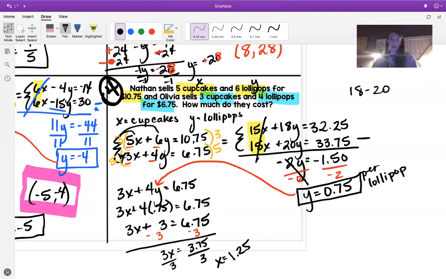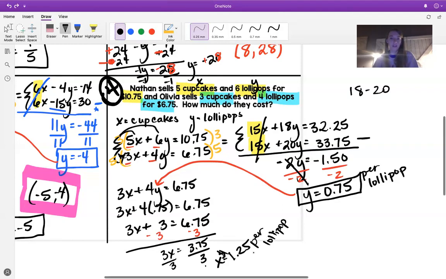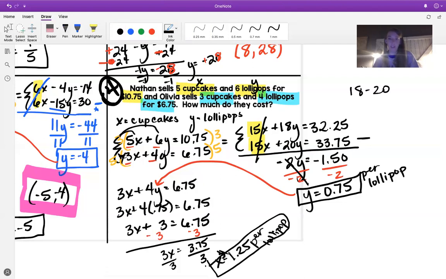All right, so that is the cost per cupcake. I don't know if any of y'all have noticed. I was going to say how good I've gotten at using this pen as I've marked through this 18 times incorrectly. All right, that is elimination practice problems.